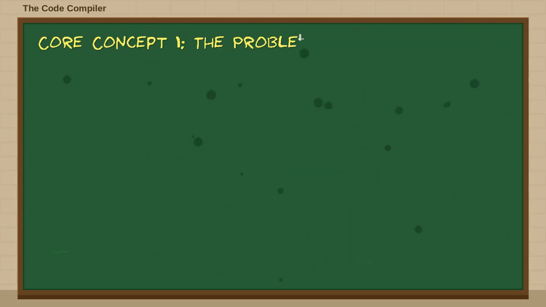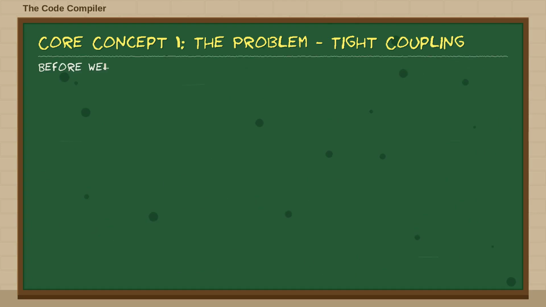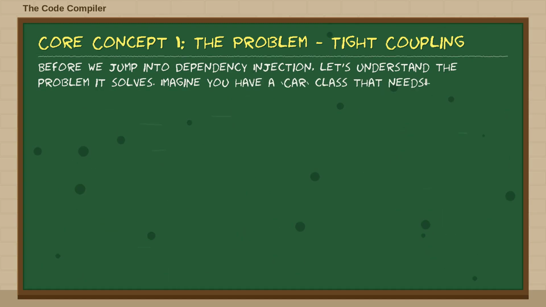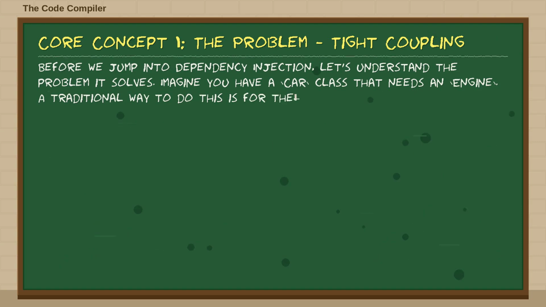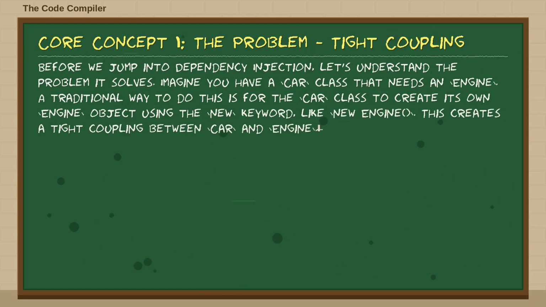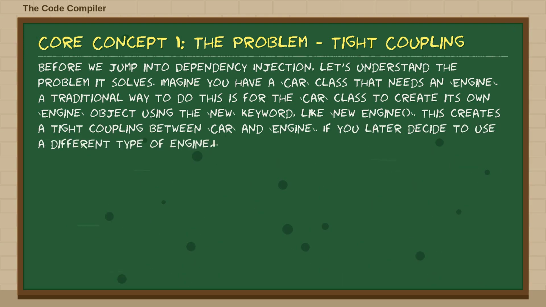Before we jump into dependency injection, let's understand the problem it solves. Imagine you have a car class that needs an engine. A traditional way to do this is for the car class to create its own engine object using the new keyword, like new Engine. This creates a tight coupling between car and engine.